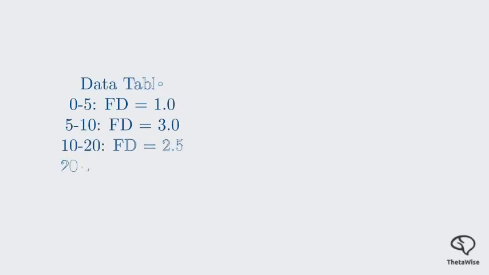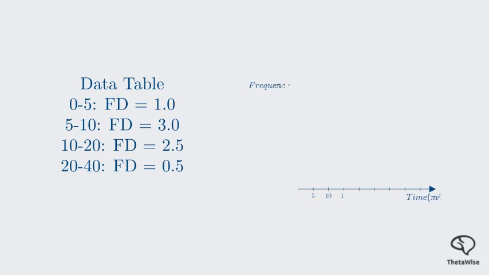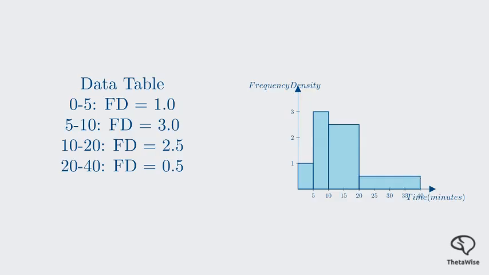Now, let's draw the histogram based on the frequency densities we just calculated. On the horizontal axis, we plot the time in minutes. On the vertical axis, we label it frequency density. It is a common mistake to label this axis just frequency, so be careful. We now plot each bar. Bar 1 goes from 0 to 5 with a height of 1. Bar 2 goes from 5 to 10 with a height of 3. Bar 3 spans 10 to 20 at 2.5, and bar 4 covers 20 to 40 with a height of 0.5.